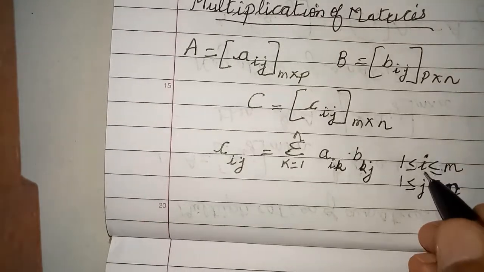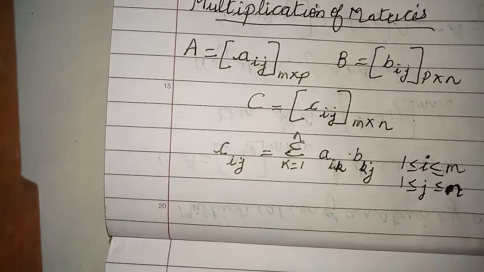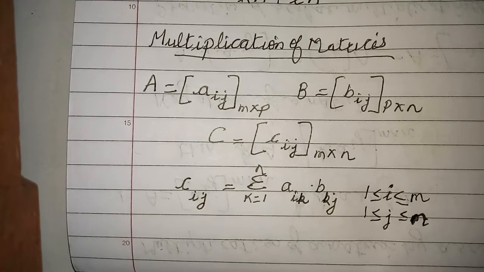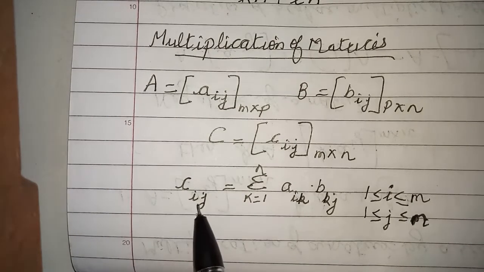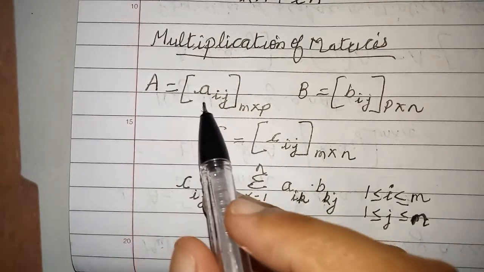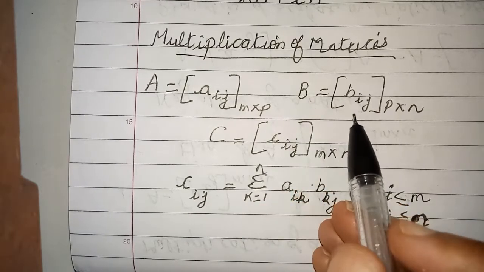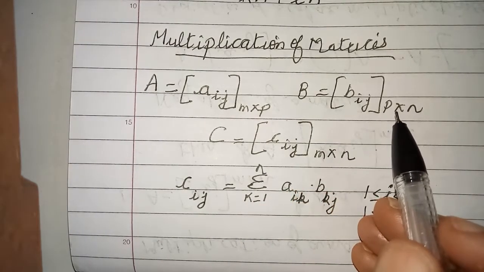Okay, because i is the number of rows, j is the number of columns. i can take maximum m, j can take maximum n. So just carefully look at it. Now, children, here Cij means the element in the ith row and jth column. If you carefully look here, I have a matrix Aij, its order should be m cross p. I have a matrix Bij, then its order should be p cross n.